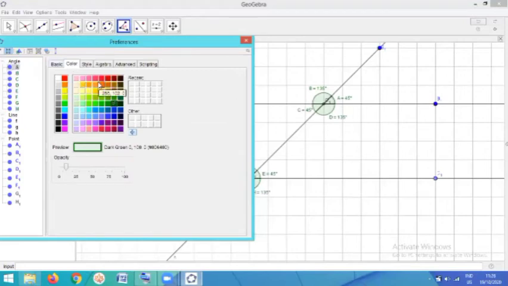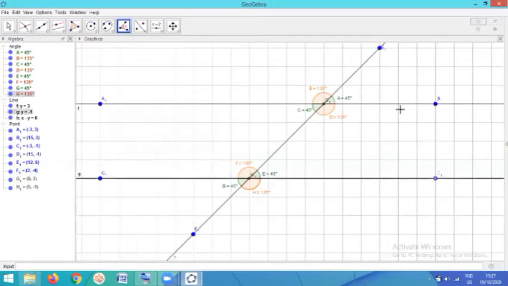A, B with color orange, D2, F, and H. So that forms the two parallel lines that are cut by a transversal line.